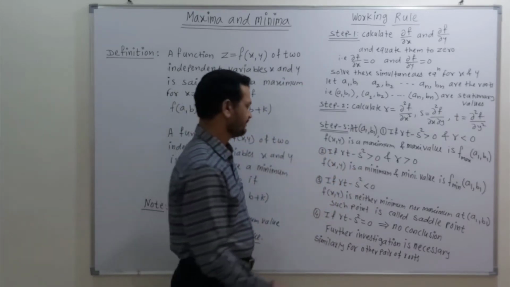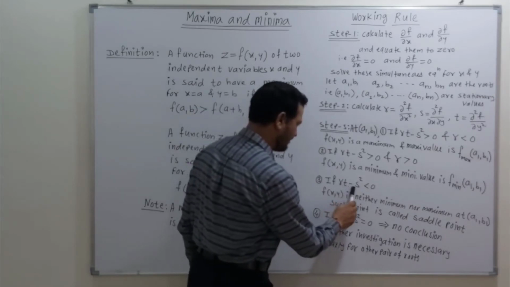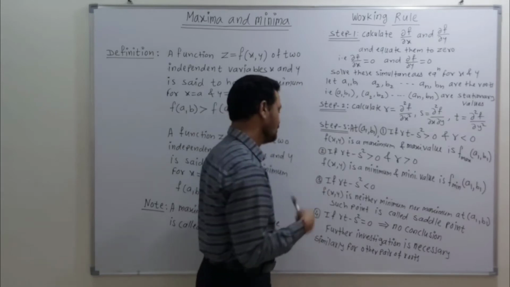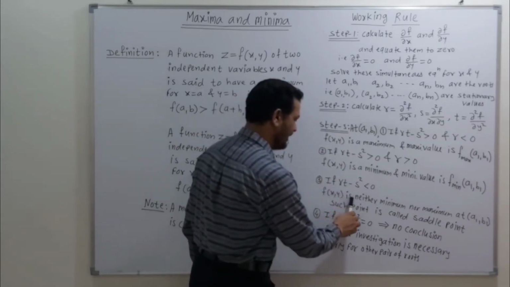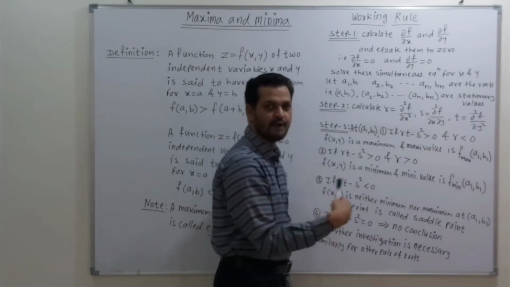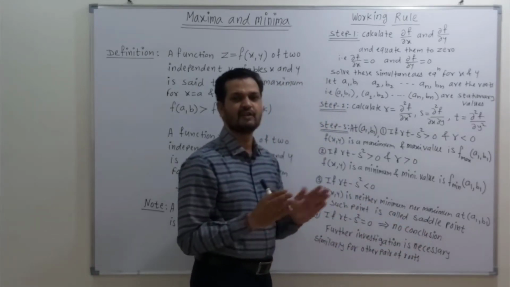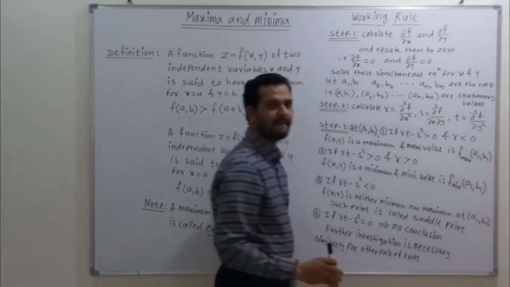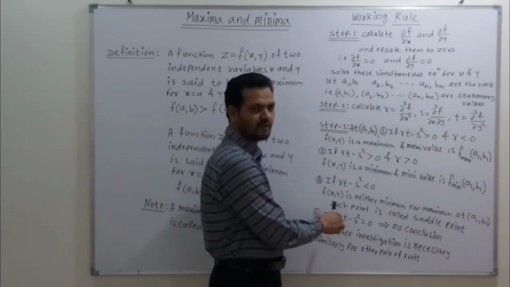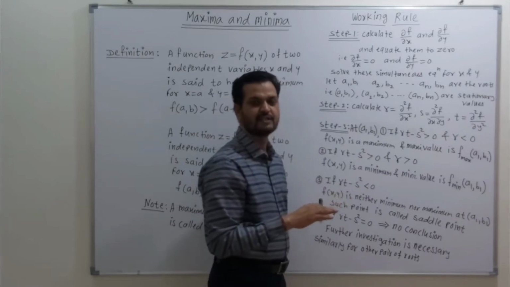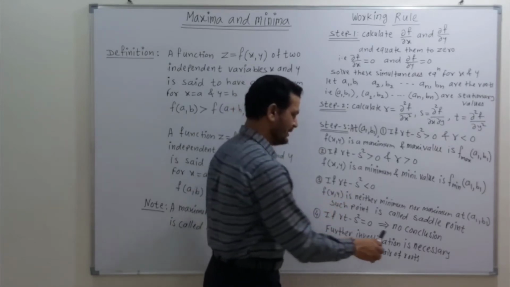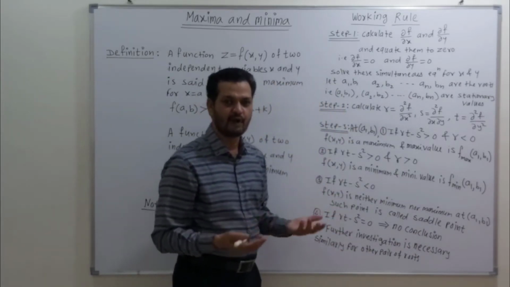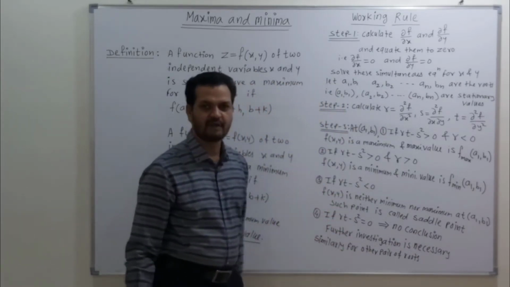Now the third case is that after calculating the value of rt minus s square, if this value is less than 0, that means we get a negative value. So in this case, f of xy is neither minimum nor maximum. That means this function does not have a minimum or maximum value at the point a1 b1. Such points, where the function has neither maximum nor minimum value, are called saddle points. So a saddle point means neither maximum nor minimum. So this is the third case.